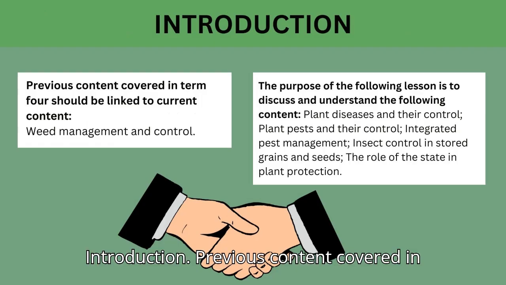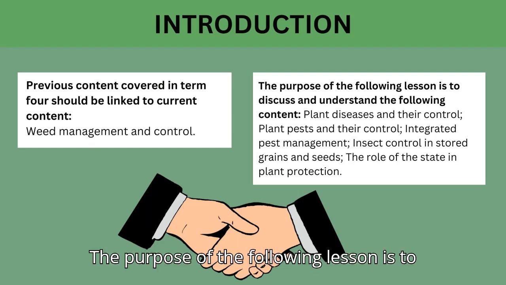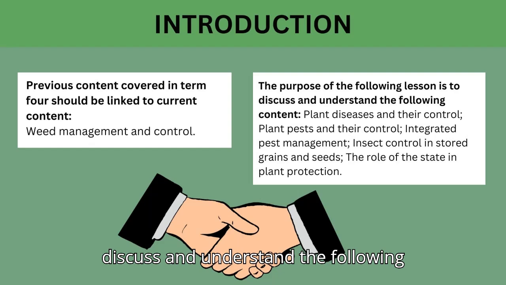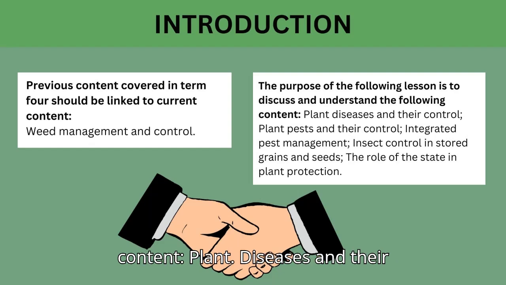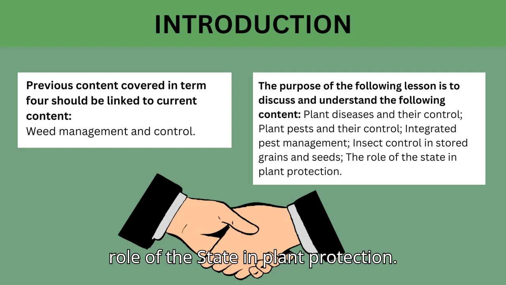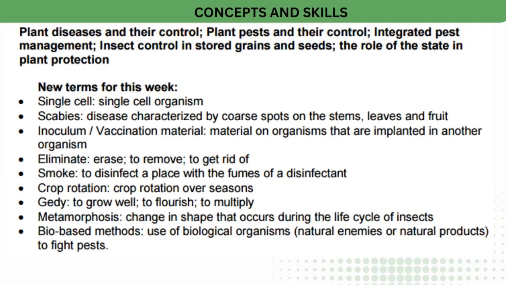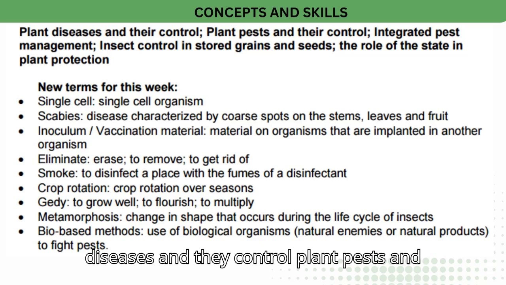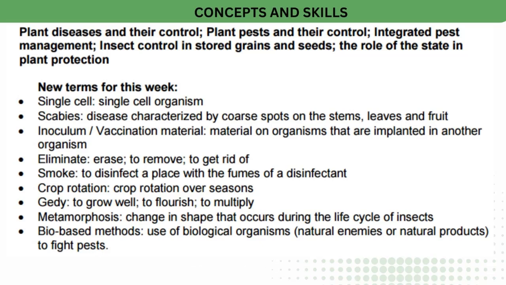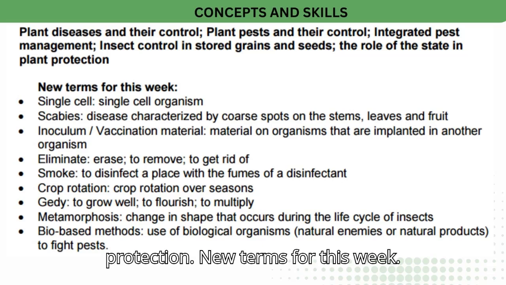Introduction. Previous content covered in Term 4 should be linked to current content. Weed management and control. The purpose of the following lesson is to discuss and understand the following content: plant diseases and their control, plant pests and their control, integrated pest management, insect control in stored grains and seeds, the role of the state in plant protection. Concepts and skills: plant diseases and their control, plant pests and their control, integrated pest management, insect control in stored grains and seeds, the role of the state in plant protection.